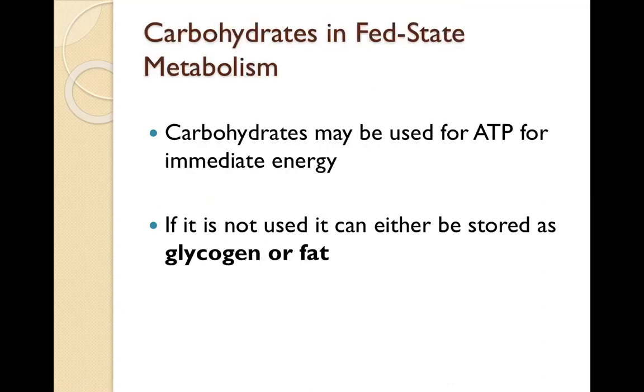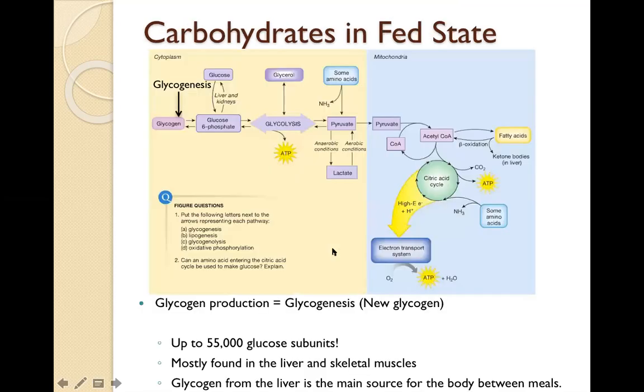And so carbohydrates, again, will be used immediately for ATP in fed state metabolism for your basal needs. And then any carbohydrate that's not used is going to first be stored as glycogen, and then any extra is going to be stored as fat. And so here are some of the fates of carbohydrates that we see in fed state metabolism. So you'll ingest glucose, and your glucose is going to be converted into glucose 6-phosphate.